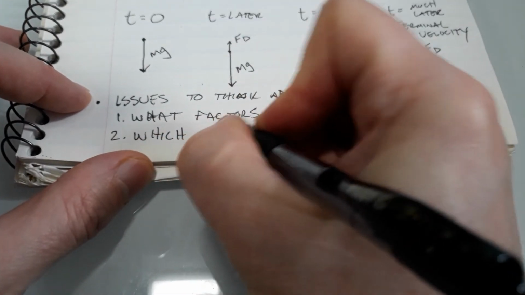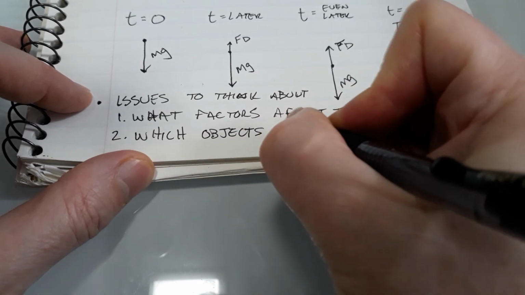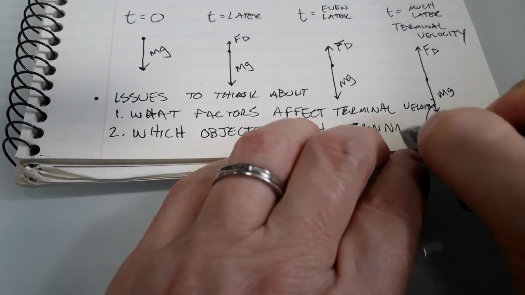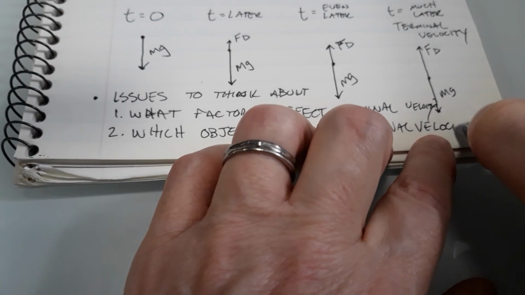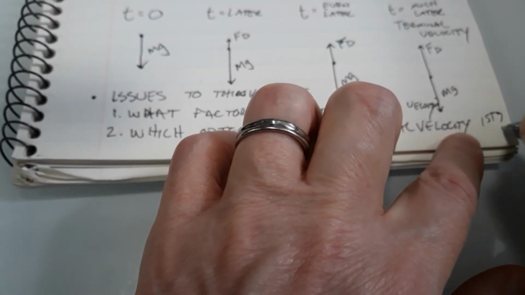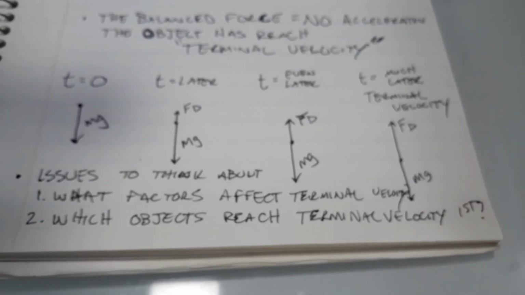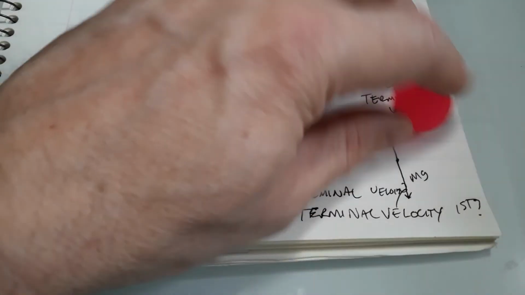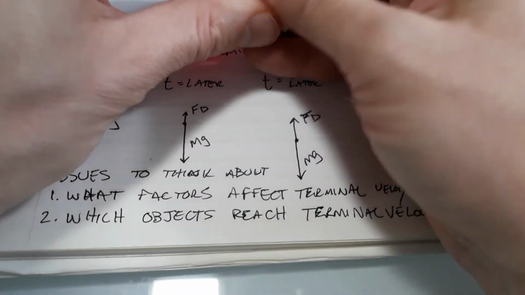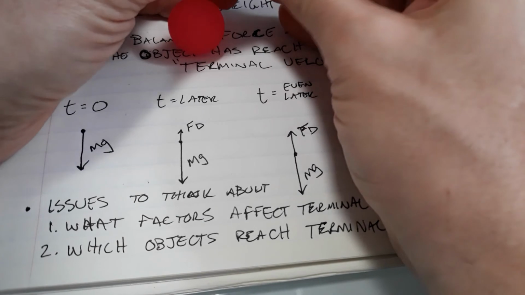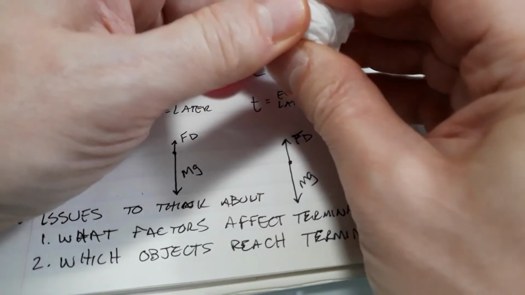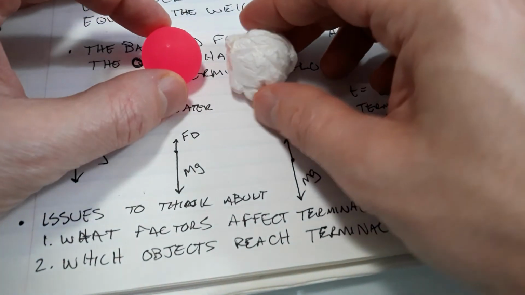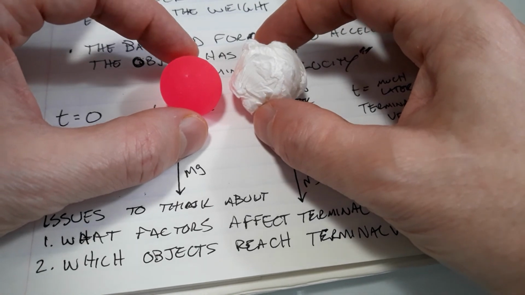Which objects reach terminal velocity first? Which objects would reach terminal velocity first? So for example, if I took this super ball and this wadded up tissue. Okay, so here are two objects. I can make them very similar in size. I can make this wadded up piece of tissue about the same size as the ball. So there won't be any difference in the physical space that they take up. They're both similar in size. But which one will reach terminal velocity the fastest?